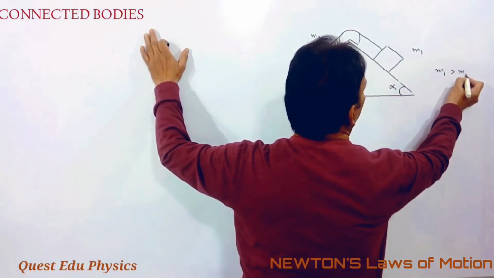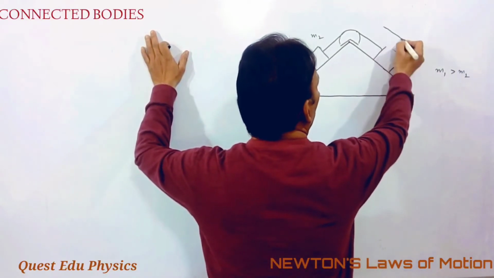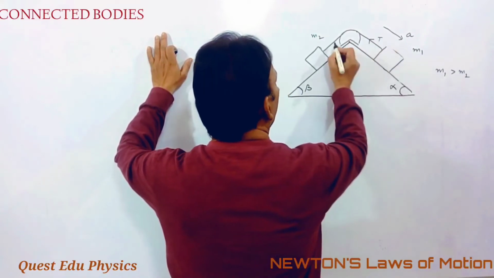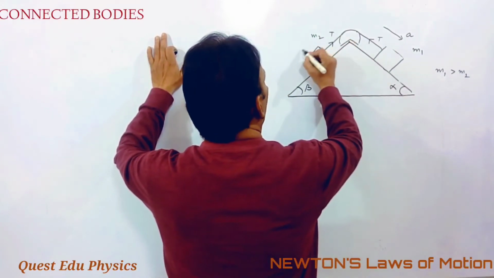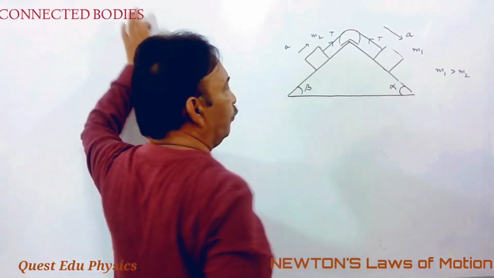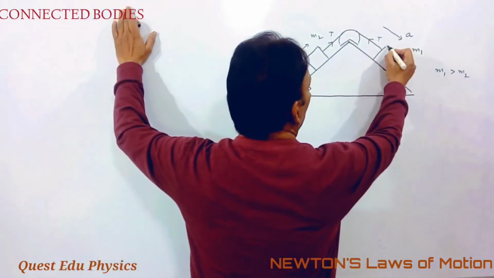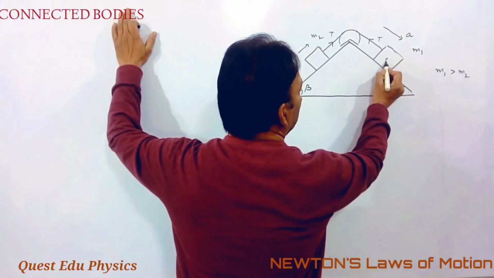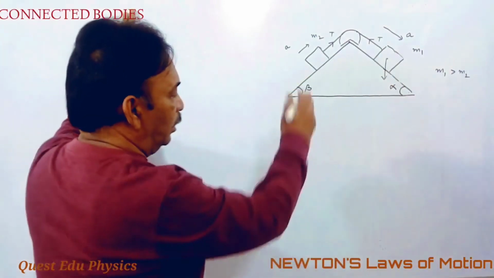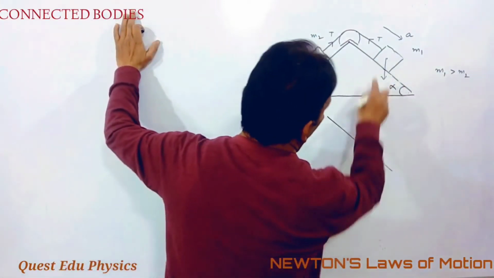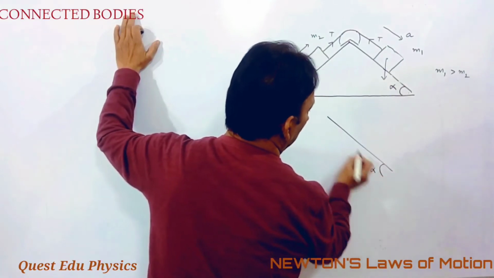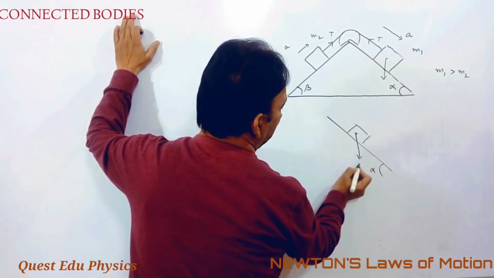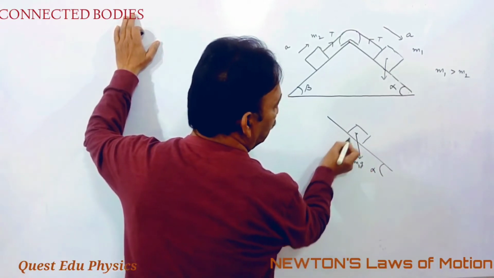Say M1 is greater than M2, then obviously the body will move in this direction with an acceleration, and it is the tension in the string, and the body will move in this way. Let's resolve this one. It is the alpha and its weight is acting vertically downwards. Let's draw the free body diagram. It's an inclined plane and it is alpha. A body is kept over it and the weight is acting vertically downwards.